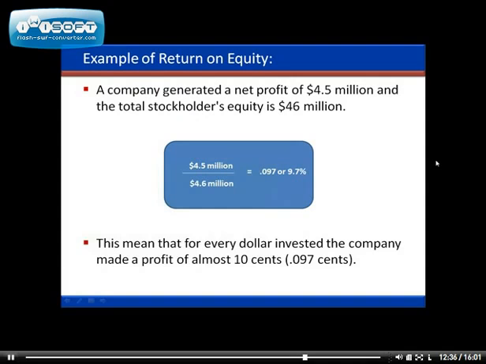Example of return on equity: the company generated a net profit of $4.5 million and the total stockholders' equity is $46 million. So in this particular case, we would put $4.5 million over $46 million in stockholders' equity, and we would come up with 0.097 or 9.7%. And this means that for every dollar invested in the company, the company made a profit of almost 10 cents.